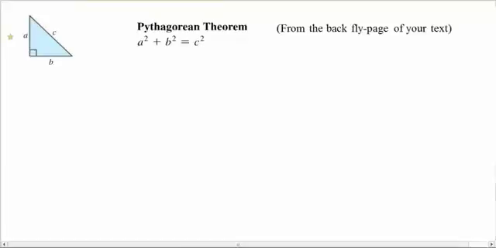The Pythagorean theorem is something that you may have seen before. If you don't remember it, remember you can get it from the back fly page of your text. And the Pythagorean theorem is a theorem that's used with right triangles. That means that it's a triangle with one angle that is 90 degrees. A and B represent the legs of that triangle, the length of the legs, and C is always the hypotenuse. Okay, so those are legs, and this is always the hypotenuse.